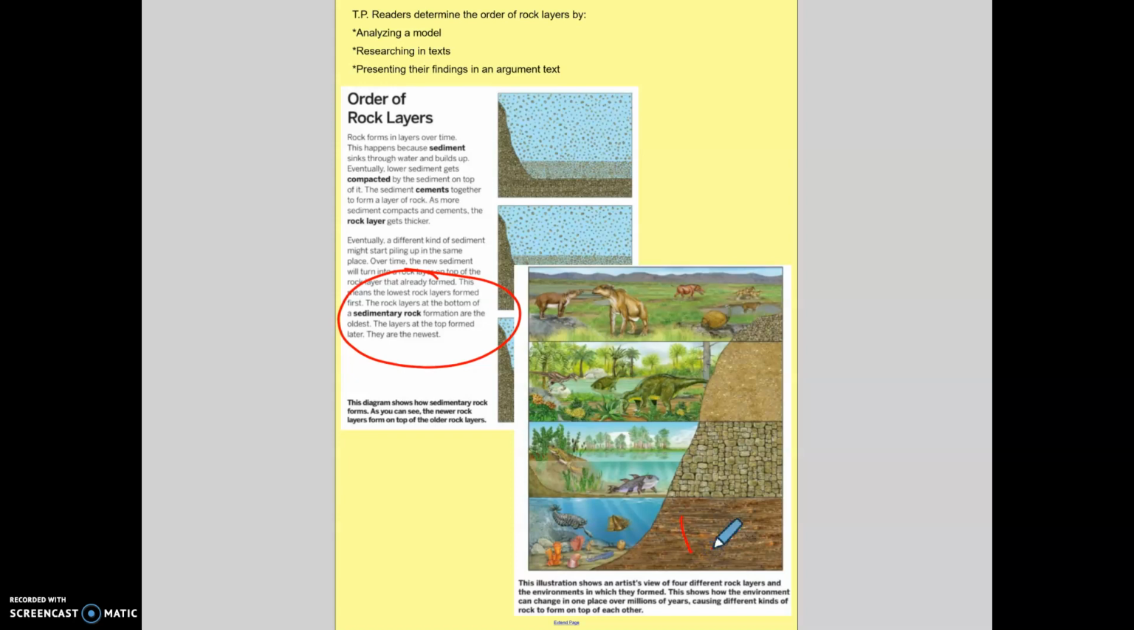First, it was some sort of ocean. Second was this rock layer. This one was third, and this one was fourth, or the most recent. Okay, so on the top, we find the newest rock layers. On the bottom, we find the oldest ones.